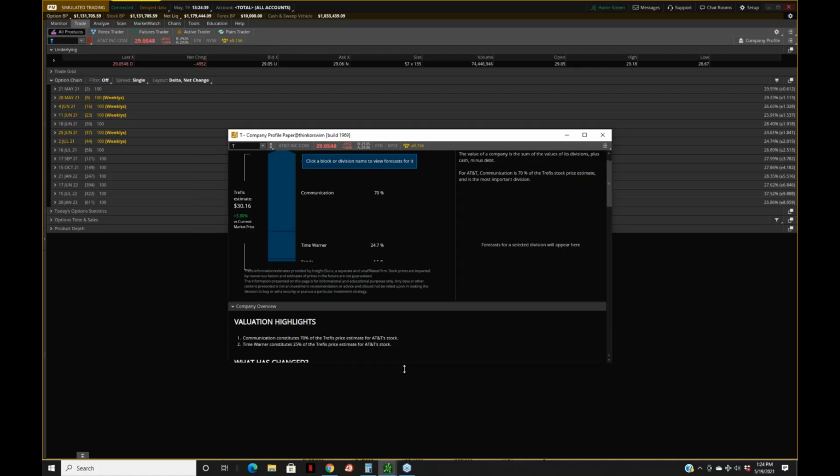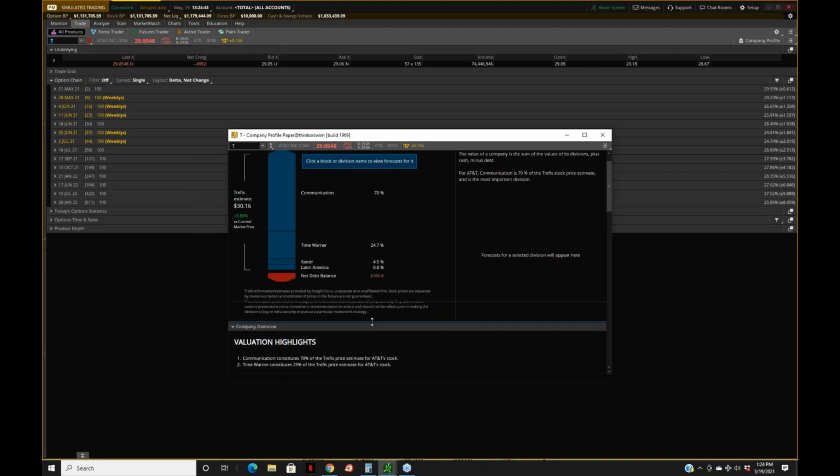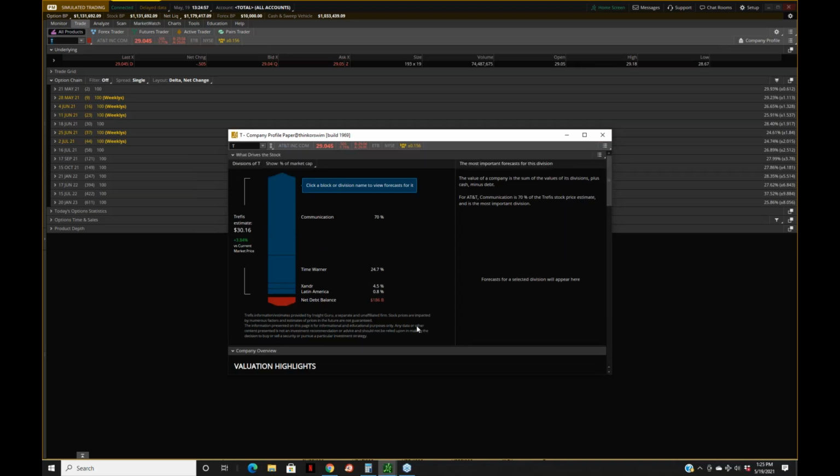What's that last item? Can we see that? I don't even know what that is. All right. Wow. Look at that. Poor Latin America. I bet they're going to put their money into Latin America. That's really sad how small it is. Of course, then you got to take on Carlos Slim, so maybe not. Interesting. All right. So anyway, 24.7% is Time Warner.